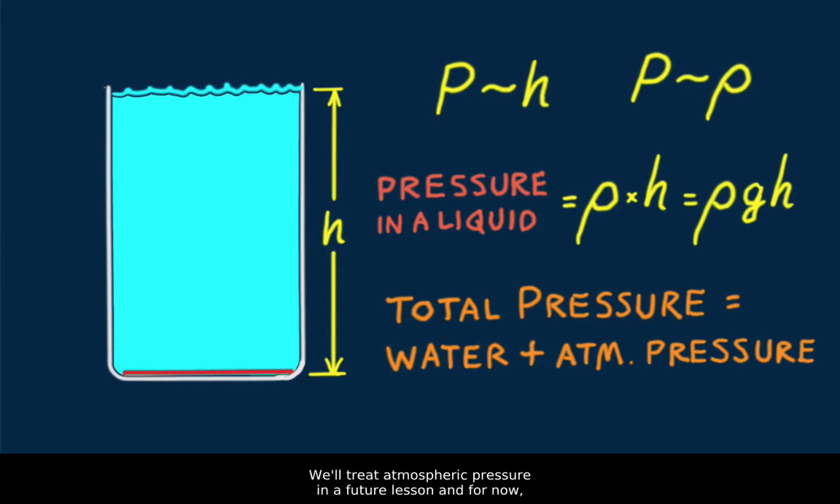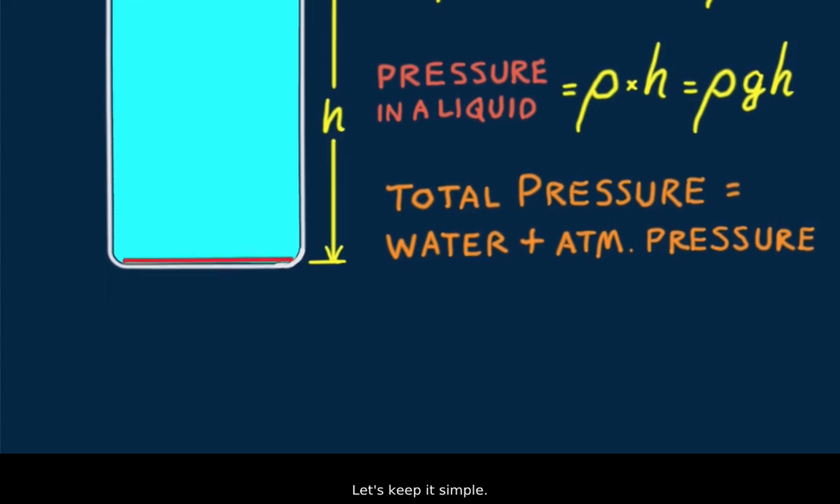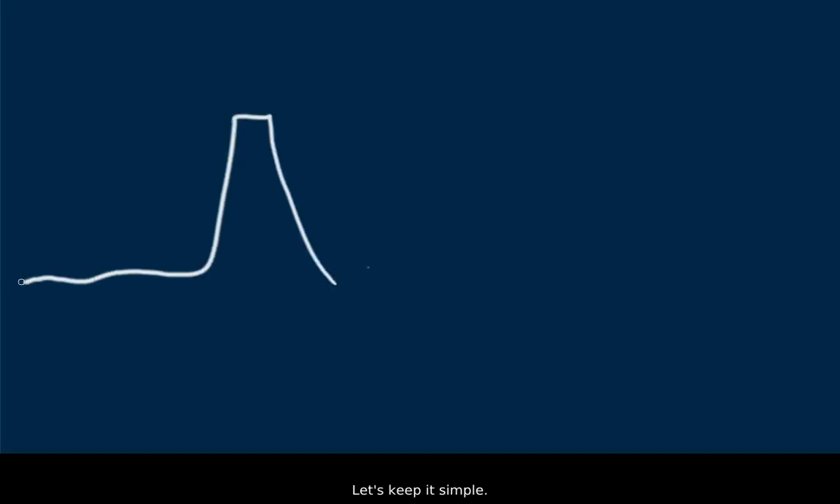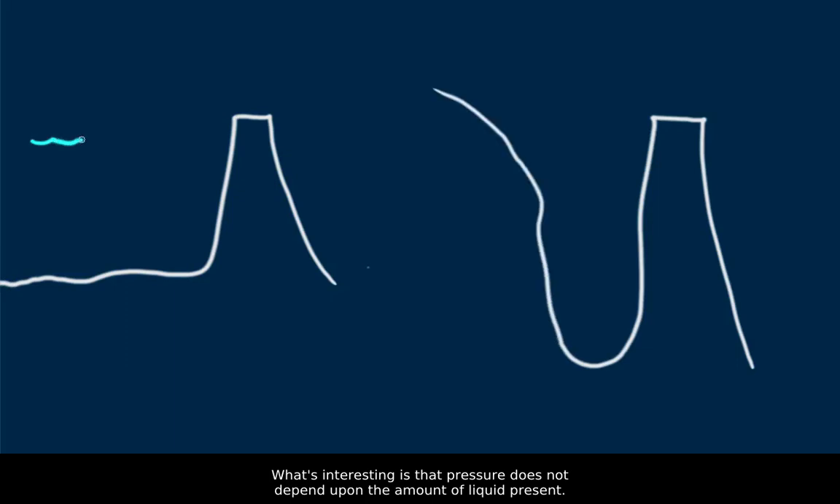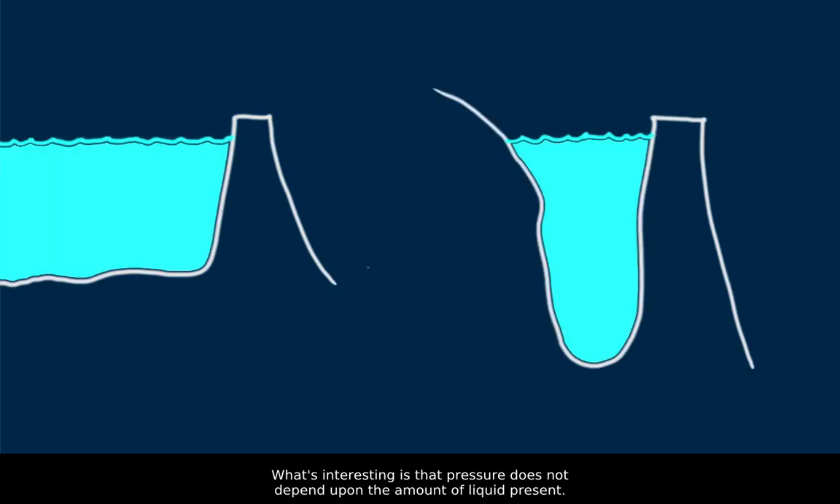We'll treat atmospheric pressure in a future lesson, and for now just acknowledge that the pressure at a point beneath the surface of water is due to the weight of water above that point plus the weight of the atmosphere. Then we're speaking of total pressure, the sum of both air and water pressures. In this lesson, we'll concern ourselves only with water pressure without regard to the normally ever-present atmospheric pressure. Let's keep it simple. What's interesting is that pressure does not depend upon the amount of liquid present.